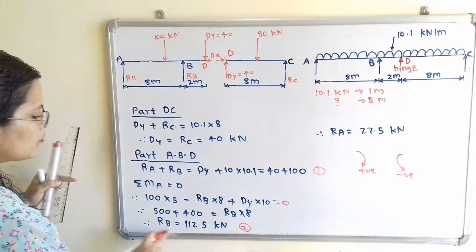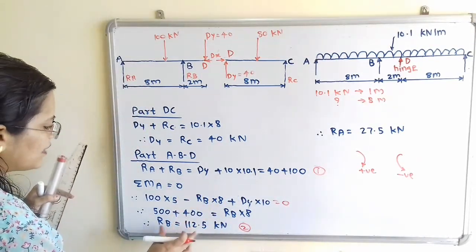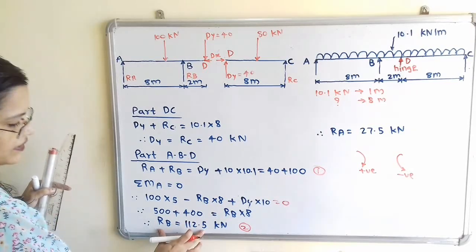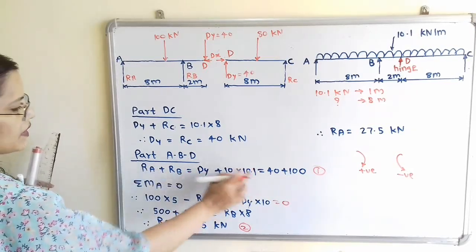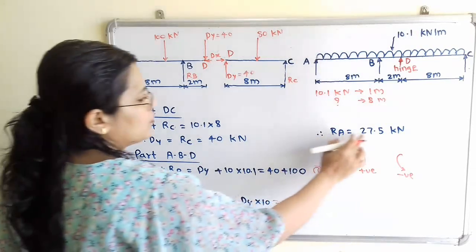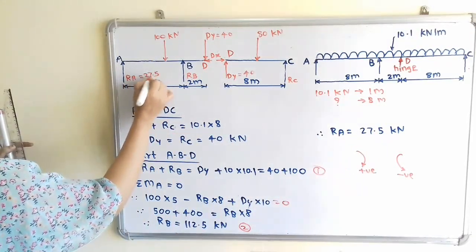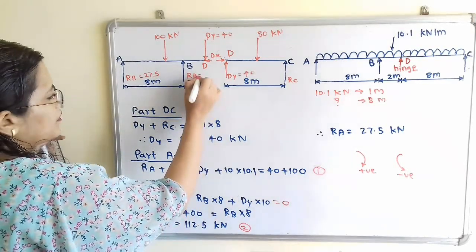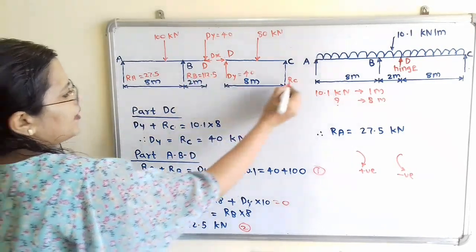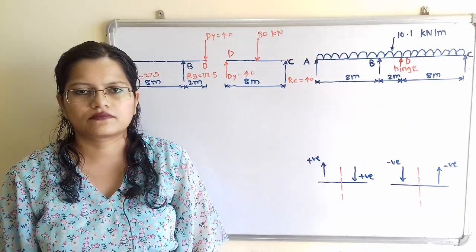Now if we move from second to the first, that if we put the value of this RB in the equation number 1, then we will get RA is equal to 27.5. So we will mention here: 27.5, 112.5, and RC is equal to 40.